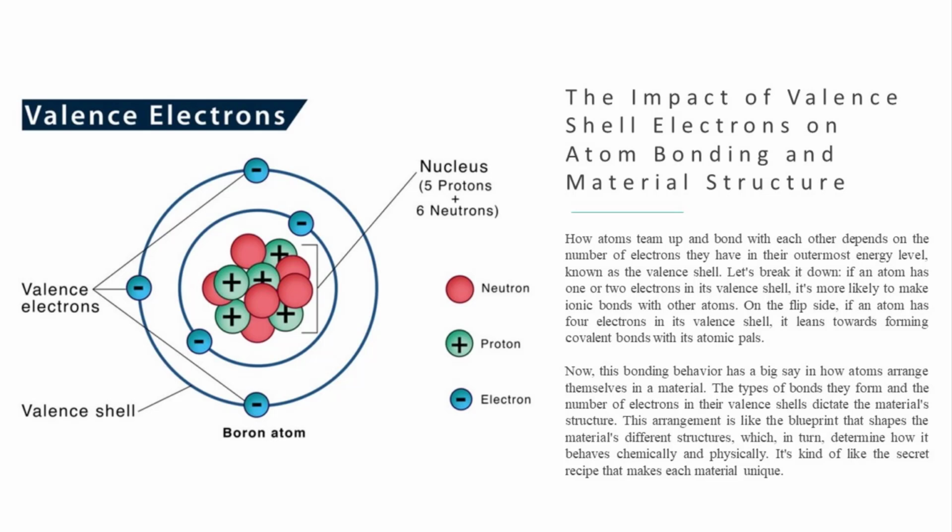Conversely, if an atom has around 4 electrons in its valence shell, it tends to form covalent bonds. This means that instead of transferring electrons, atoms share them with their neighbors, forming a more balanced partnership. The type of bonding, ionic or covalent, greatly affects how the atoms arrange themselves in a material. Think of it like following a blueprint. The bonds act as instructions for how the atoms should organize, which ultimately determines the unique chemical and physical properties of the material.